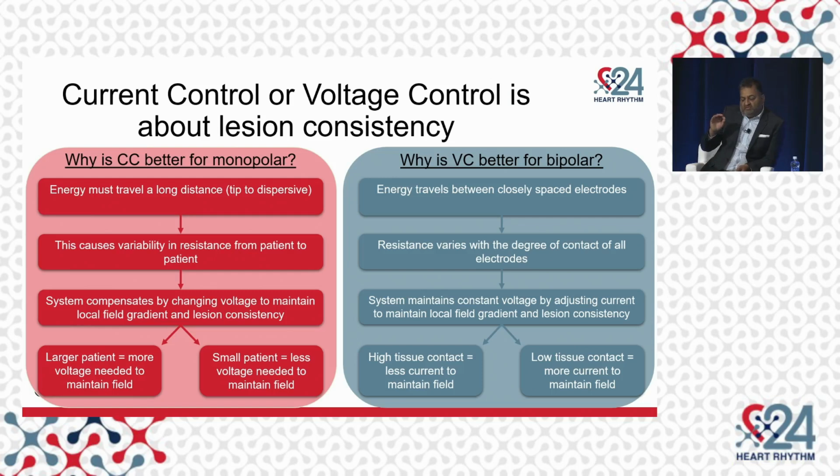So why does that make a difference? If you think about the way energy travels, if there's variability in resistance from patient to patient, then the only way you can compensate to keep the current constant is by adjusting the voltage. So for a larger patient, you'll need more voltage to maintain the field, and for a smaller patient, less. If you're doing bipolar energy, since the energy is traveling between the electrodes and the resistance is really related to the contact of the electrodes, you change the current to get that voltage to stay constant. So obviously if you have higher tissue contact, less current will be needed to maintain the field, and vice versa.